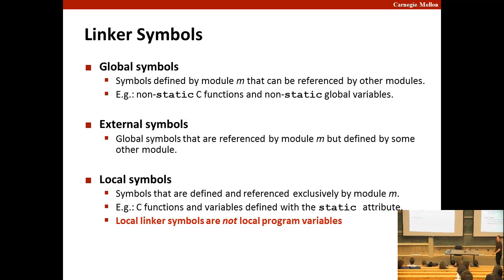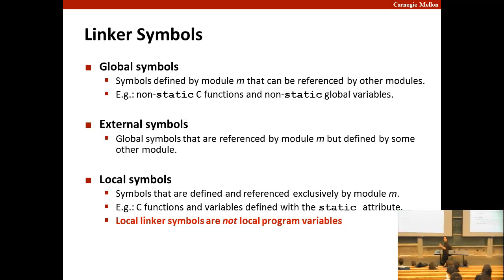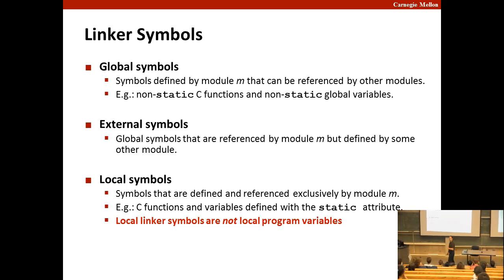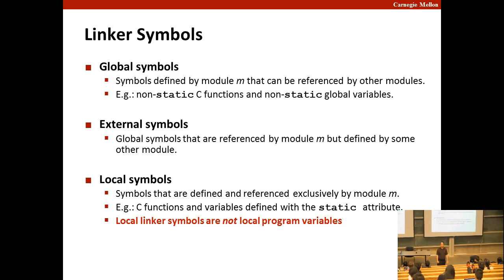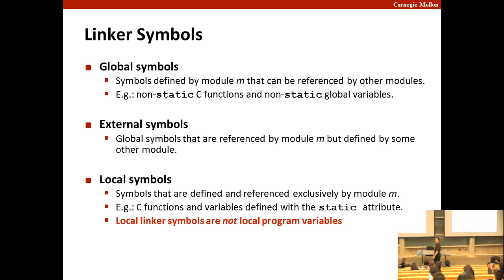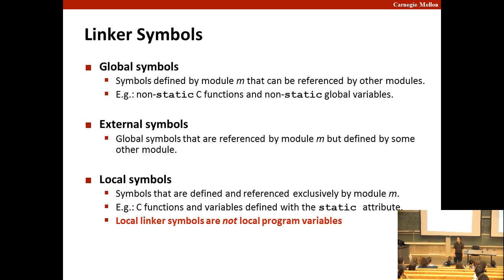So when we talk about global variables and local variables and static variables, we're talking about those generally from the perspective of a programmer. Today, when I talk about globals and externals and locals, I'm talking about them from the perspective of the linker. So the names are going to mean something slightly different than they otherwise do. A global symbol is a symbol that is visible to all of the objects.